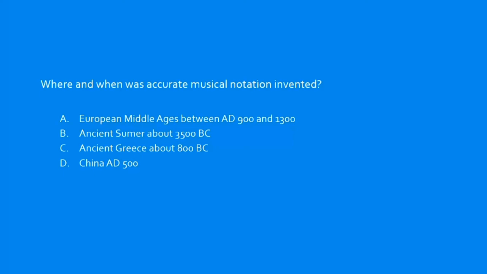Where and when was accurate musical notation invented? A, European Middle Ages between A.D. 900 and 1300. B, Ancient Sumer, about 3500 B.C. C, Ancient Greece, about 800 B.C. Or D, China, A.D. 500.